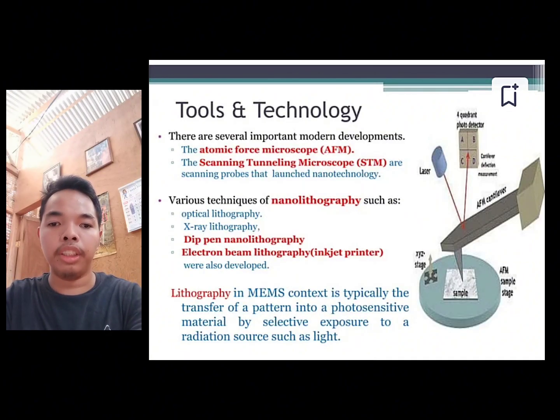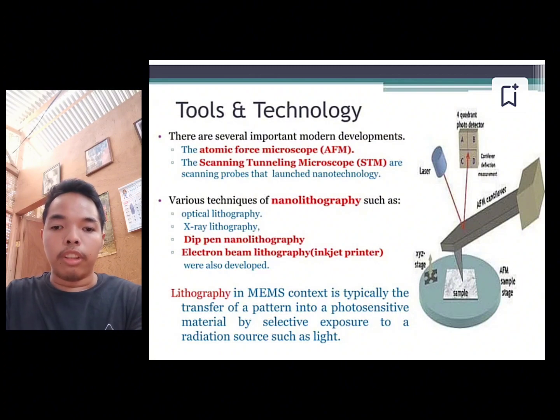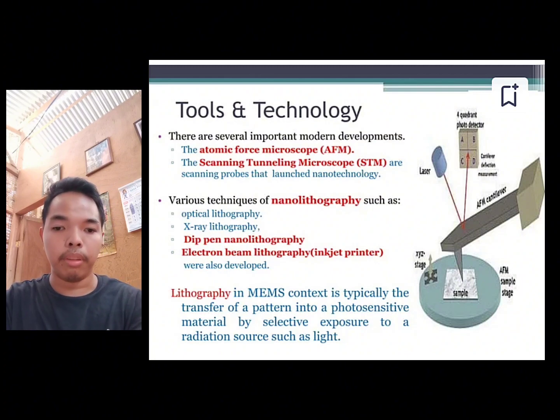Next is tools and technology. There are several important modern developments like the atomic force microscope or AFM. The next is the scanning tunneling microscope, or STM, which are scanning probes that launched nanotechnology. There are various nanolithography technologies, such as optical lithography, X-ray lithography, and dip pen nanolithography. And the last is electron beam lithography, or inkjet printer, which were also developed.